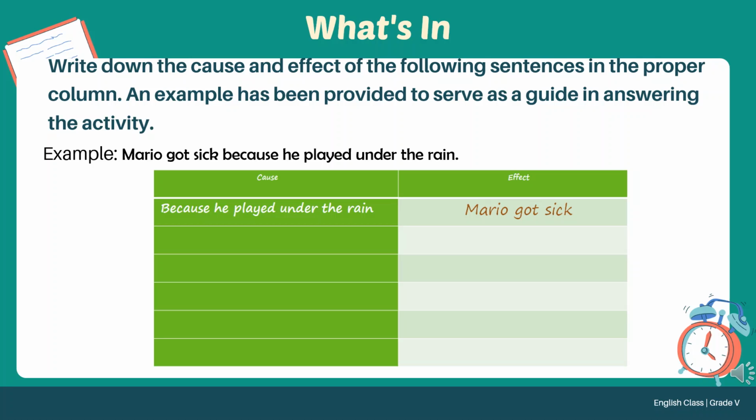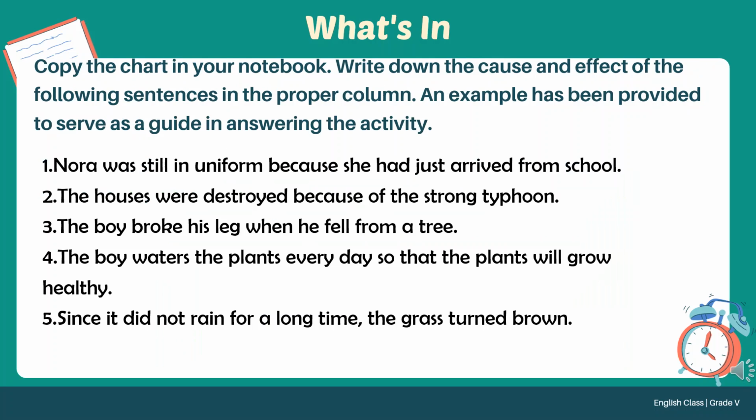Now let's have a short drill. Write down the cause and effect of the following sentences in the proper column. An example has been provided to serve as a guide in answering the activity. Our example sentence here is, Mario got sick because he played under the rain. We put the clause because he played under the rain under the column cause. And we put the clause Mario got sick under the column effect. Now it's your turn to answer the activity.